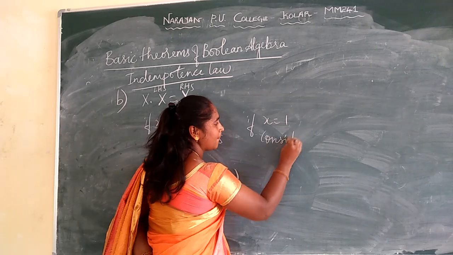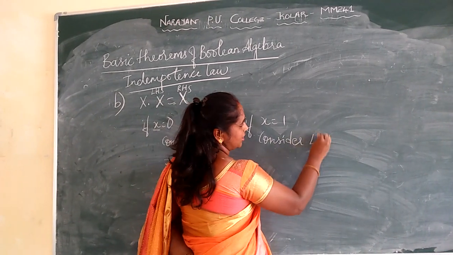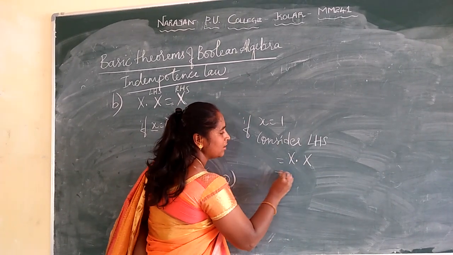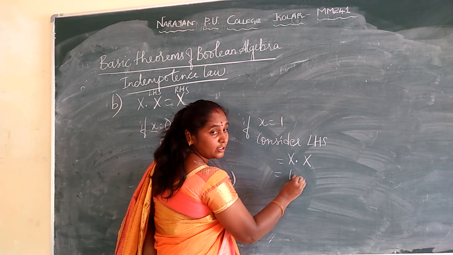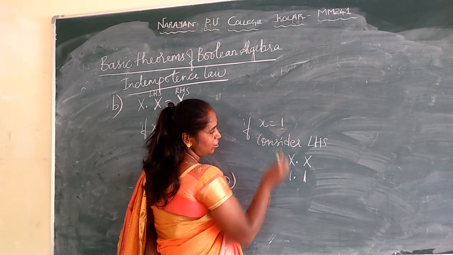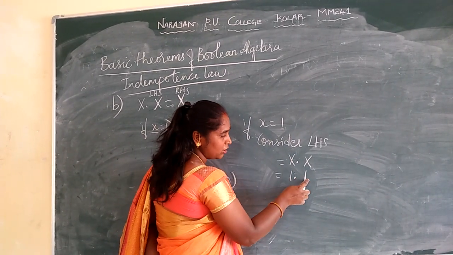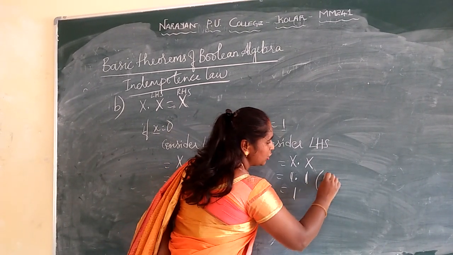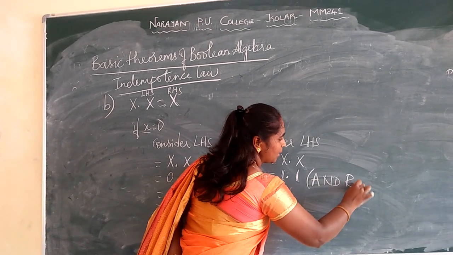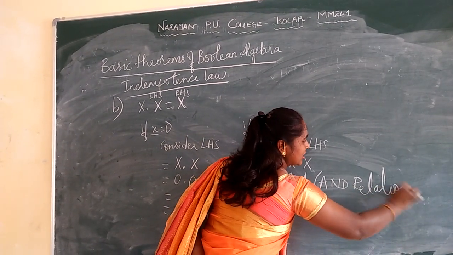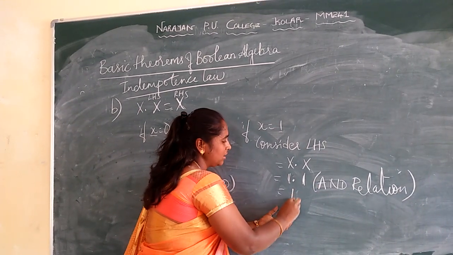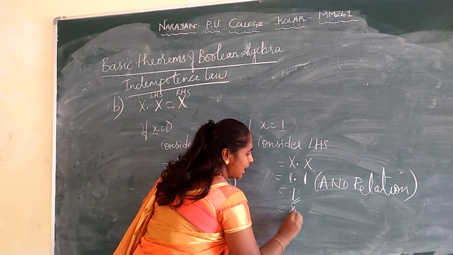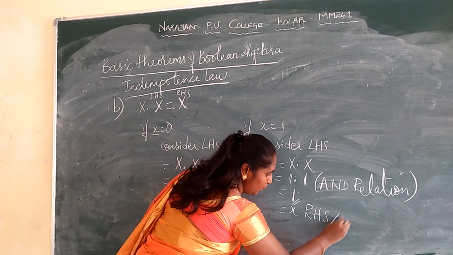Next, consider if x is equal to 1. Consider your LHS, that is nothing but x dot x. So x dot x is nothing but 1 dot 1, as you substitute the value of x as 1. 1 dot 1 is nothing but 1 according to your AND relation. What does this 1 hold? That 1 holds the value of x. Again, the RHS is proved.